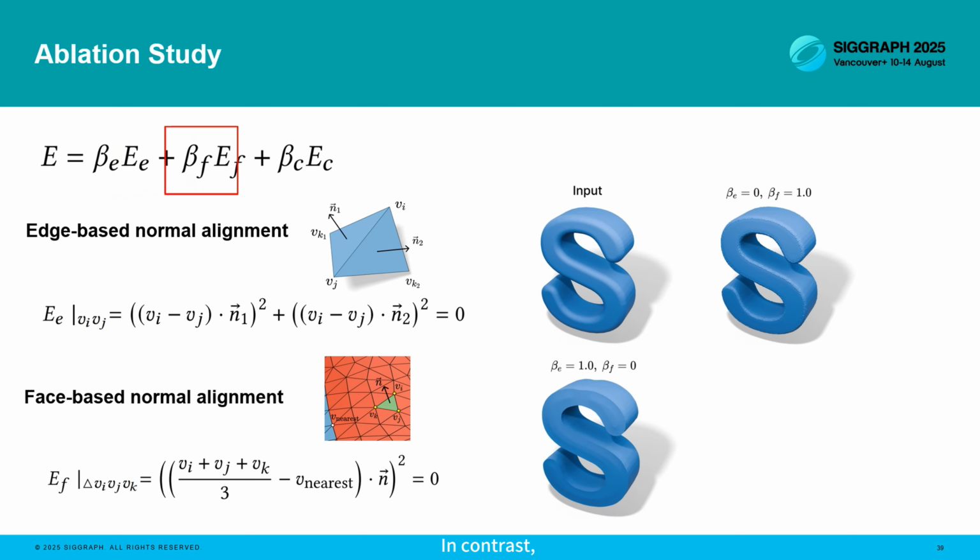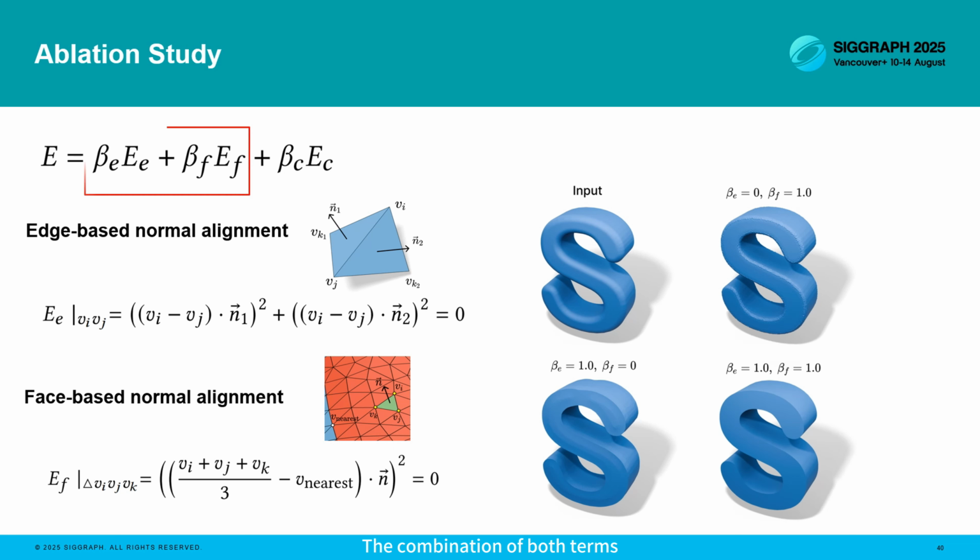In contrast, when we instead remove the face alignment term, the results preserve sharp features, but exhibit slight surface collapses. This suggests that relying solely on the edge alignment term may cause the optimization to fall into local minima. The face alignment term plays an important role in suppressing such collapsed shapes. The combination of both terms is essential to achieve shapes that retain sharp features while avoiding surface collapse.